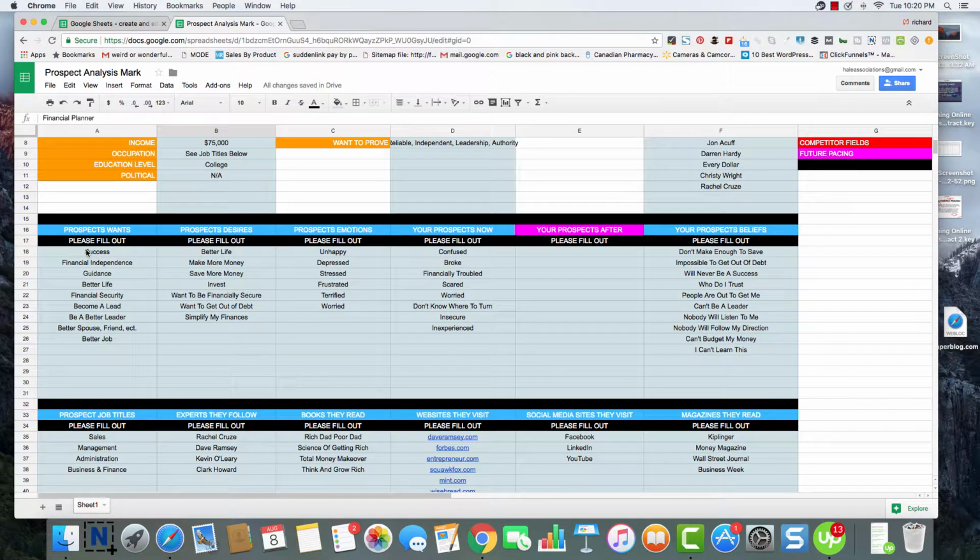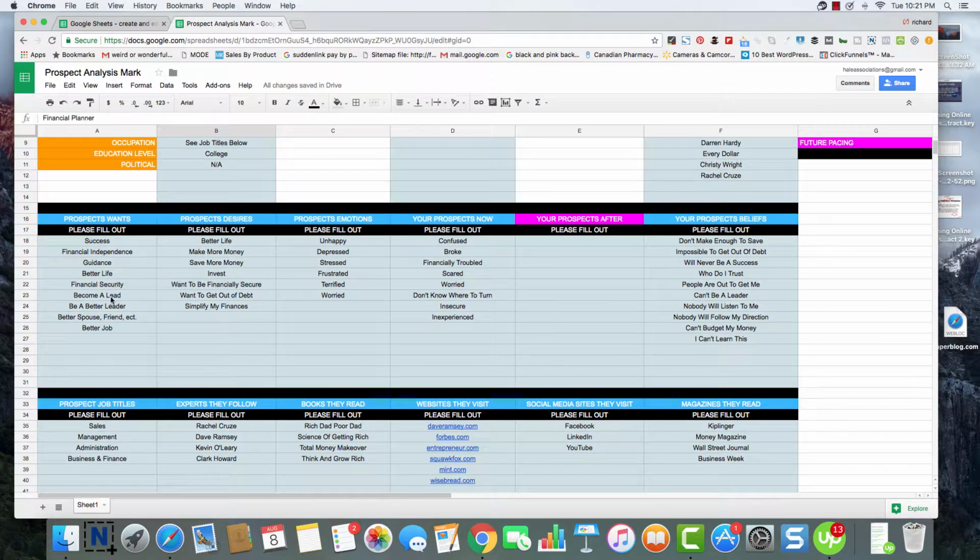So what I want you to know is your prospects buy off emotion. The logic part comes in afterward. We always buy off emotion. So when we started looking at what our prospect wants, we noticed they want success, they want financial independence, they want guidance, they want a better life, they want financial security. These are all things that we researched, we took to the market, we saw what was going on, and this is what we found. This helps us because we can put this in ads and we can use this in our sales funnel.